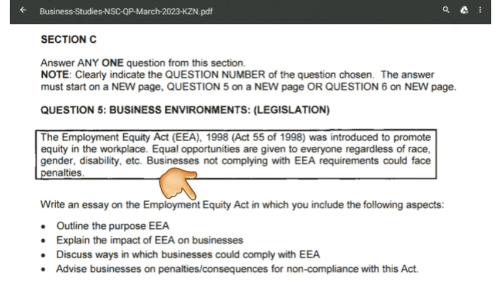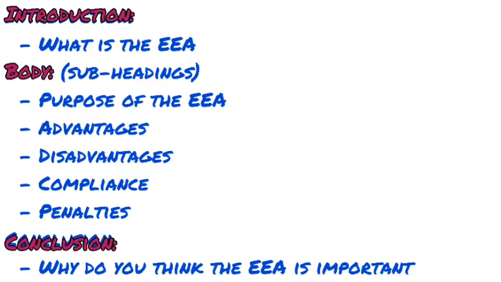There was no way of me knowing this, but if you have studied it, you should be fine with it. My headings are those 4 bullet points. The purpose, the impacts, I'm going to divide it into advantages and disadvantages. Then I'm going to do compliance and then penalties. So look at how I would structure my essay. This is how I would do it. In my introduction, what am I going to define? I'm going to explain what the EEA is. Now, for you, they have made things simpler.